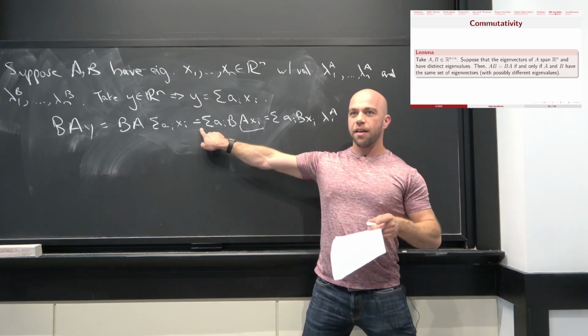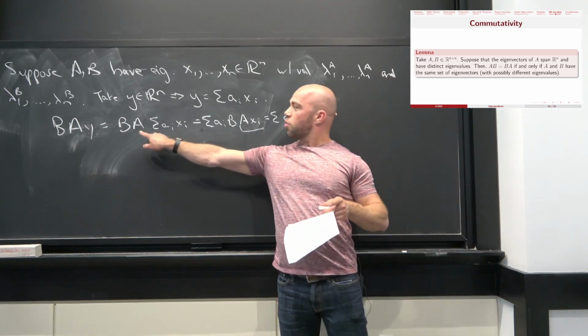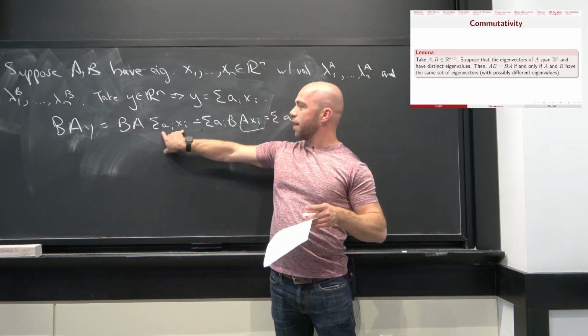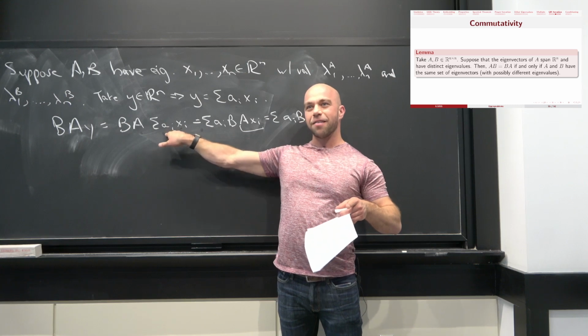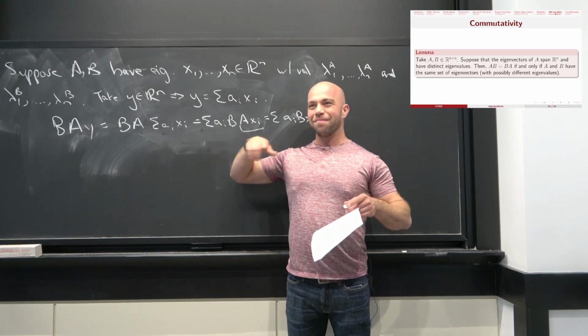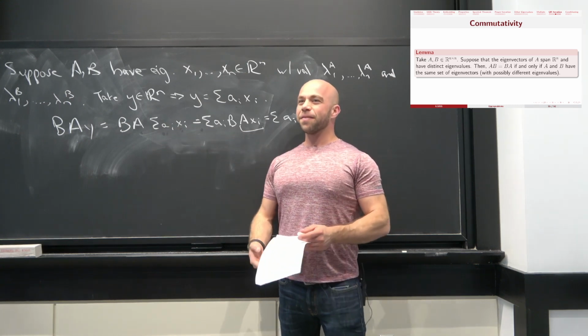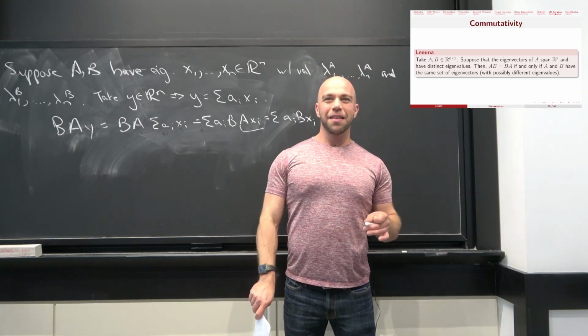You mean this guy? Oh, all I did was, this is a matrix vector multiply, and that's linear, right? So I just distributed it over the sum. The a's are scalars. Yeah. Mm-hmm. Any other questions while we're stuck?